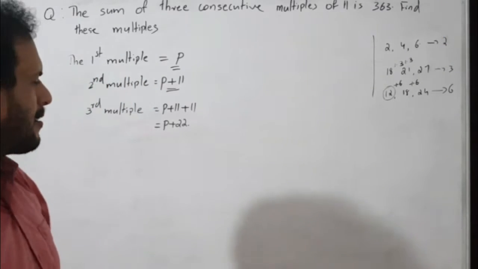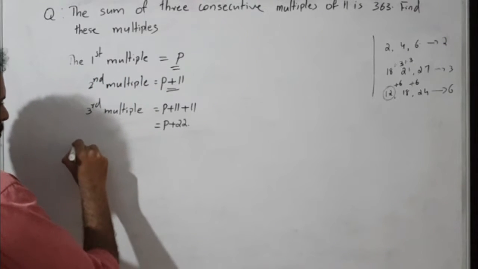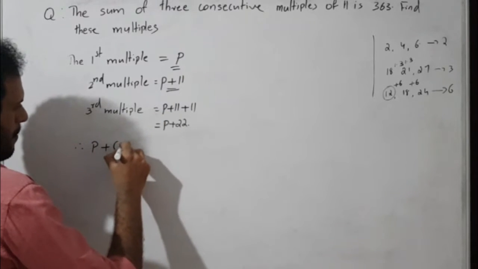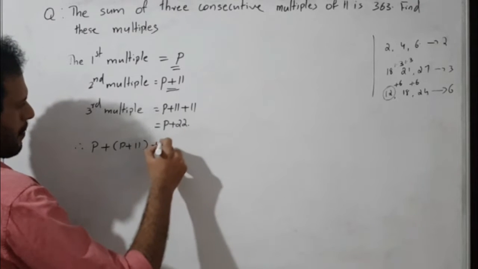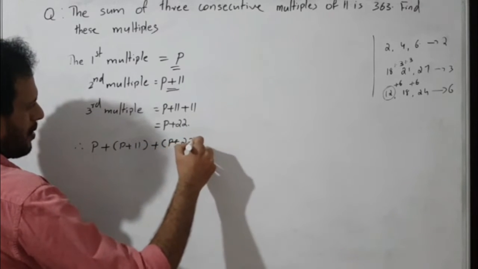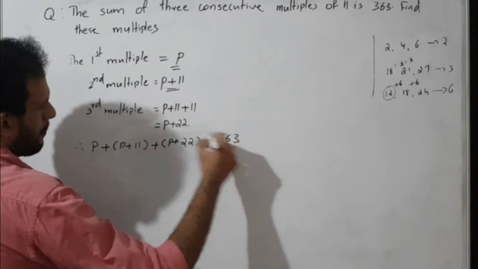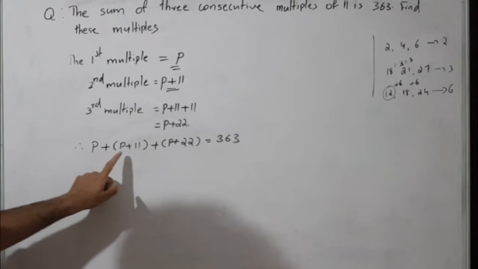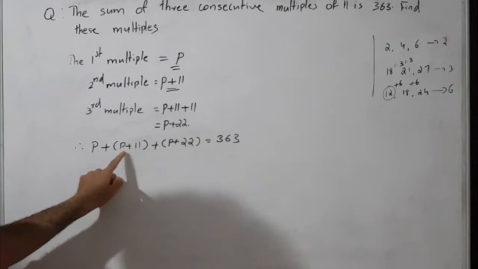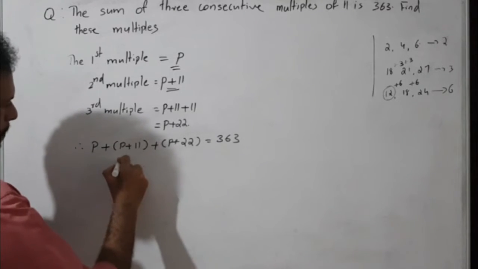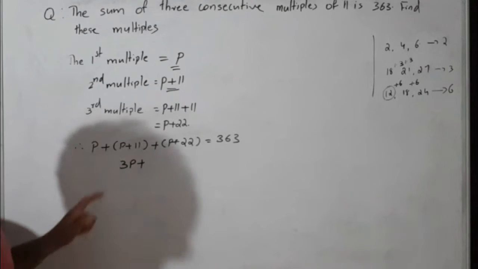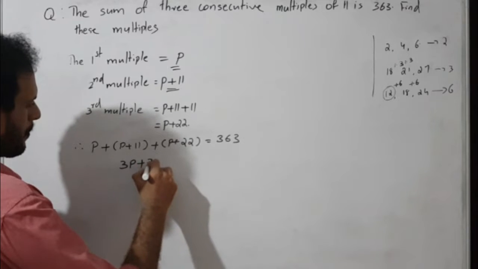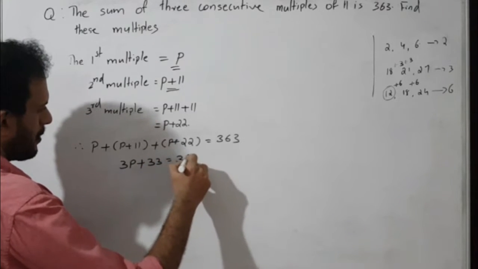363. So we form the equation like this. Therefore, first multiple P plus second multiple P plus 11 plus third multiple P plus 22 is equal to 363. Correct. So we add the variables, P plus P. What is P plus P? 2P. 2P plus P, 3P. Plus 11 plus 22. 11 plus 22 is 33. Is equal to 363. Correct?